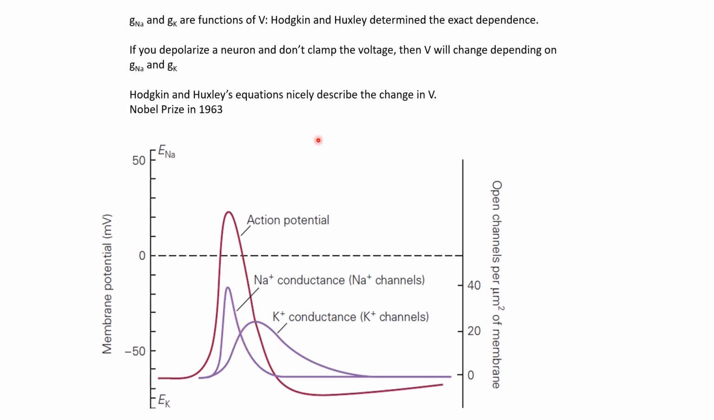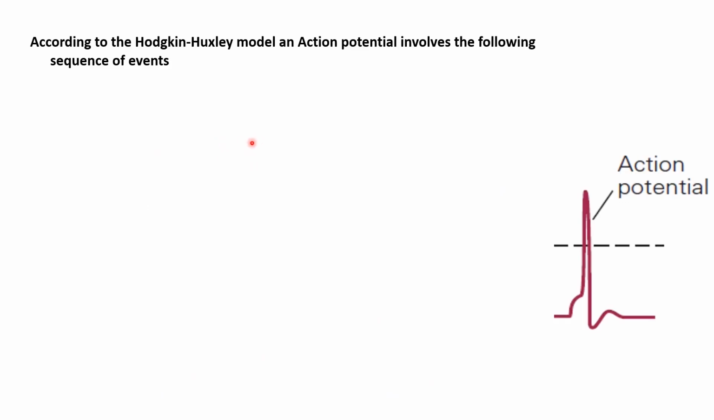And Hodgkin and Huxley's equations allow us to describe the shape of an action potential with very good accuracy in mathematical terms. This is one of the first examples where a biological phenomenon was described very well by a bunch of very simple equations. And for this work, Hodgkin and Huxley received the Nobel Prize in 1963. So let's summarize what happens during an action potential as described by the Hodgkin-Huxley model.